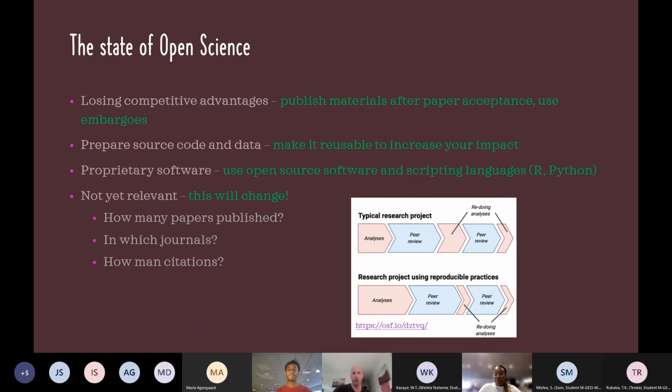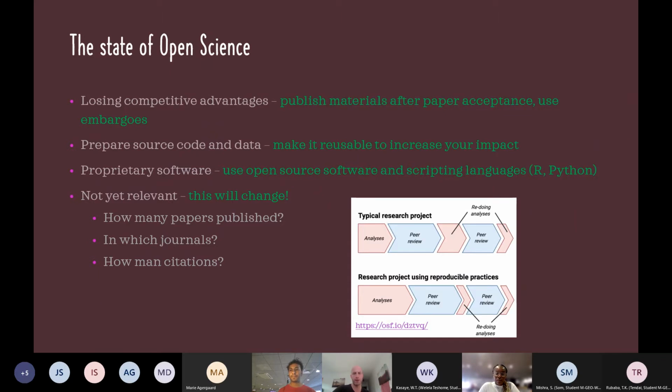If researchers get evaluated, for example, when applying for a job, promotion, or tenure, then there's a strong focus on how many papers you have published, in which journals you have published the papers, and how many citations you have collected so far. As you can see, these metrics don't focus that much on if you have made your data and your source code or your analysis transparently available.